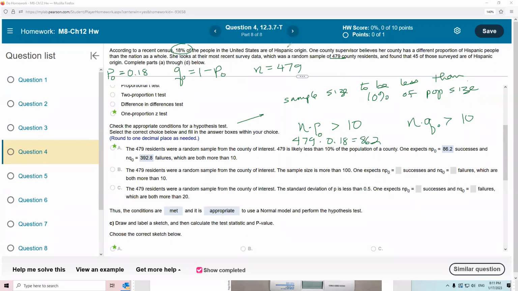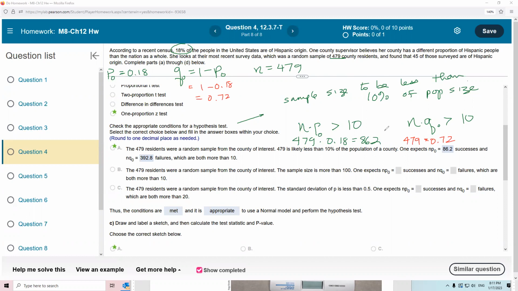All right, let's do n times q0. That's the other check. Well, q0 is 1 minus p0. Well, that's 1 minus 0.18. So that's 0.72. So this is going to be 479 times 0.72. And if I work that out on my calculator, I'm getting 344.